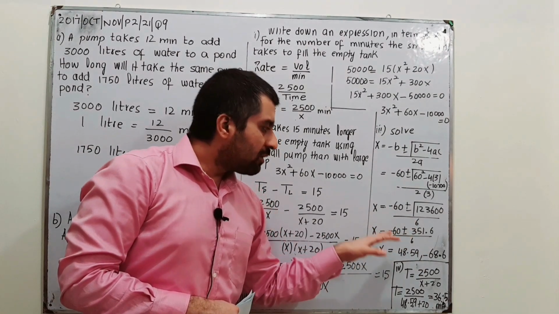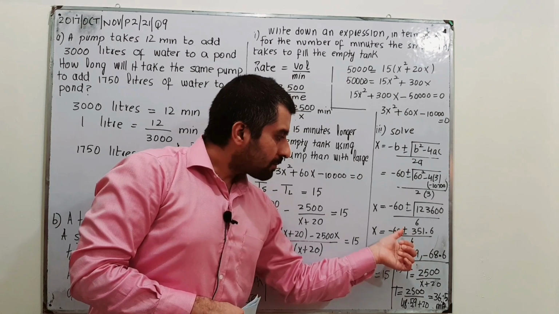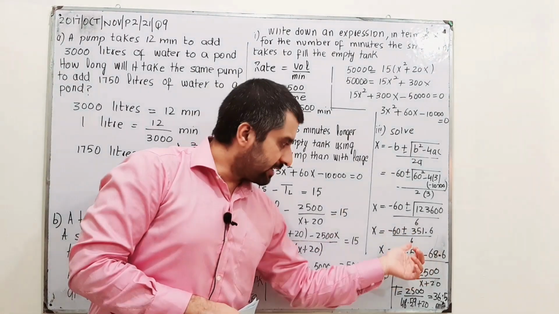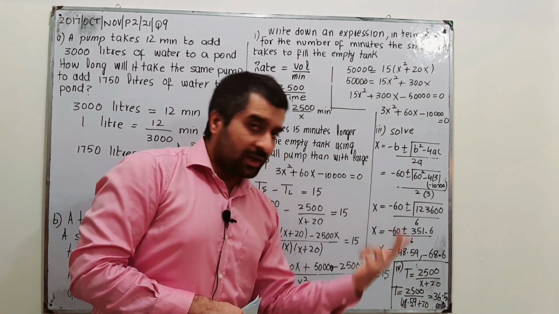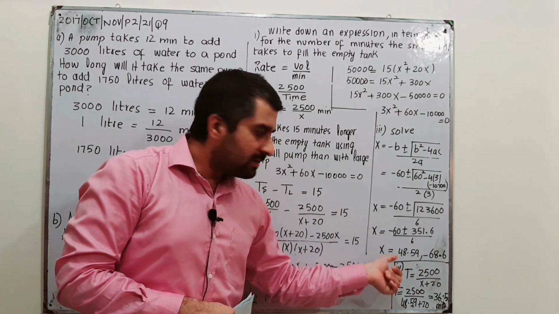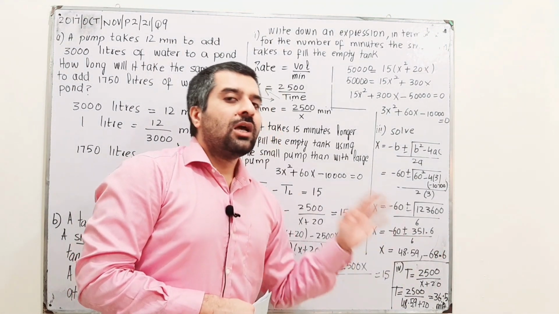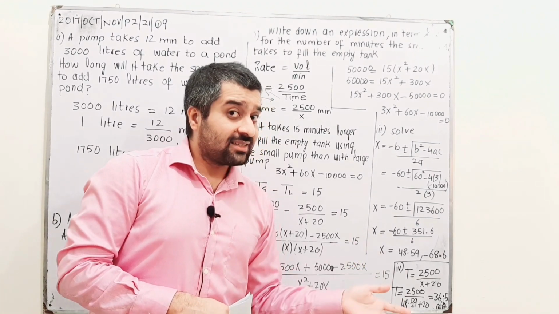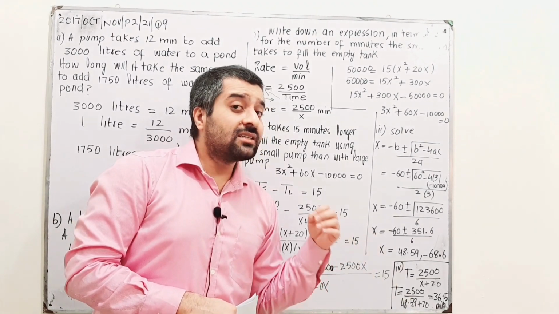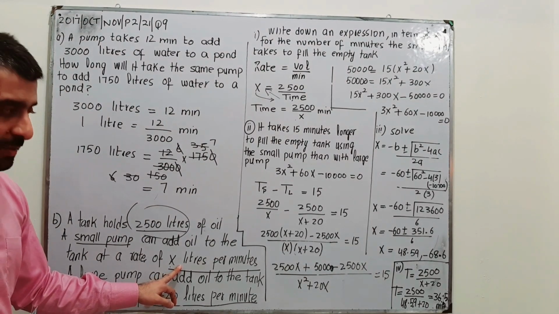Now you can do it first by adding 351.6, and then subtracting it, once with the plus sign, once with the minus sign, and you will get two answers. One is 48.59, second is minus 68.6. Ignore the negative one. The positive one, what is it? This is x, and x is what? x is the rate, in liters per minute, for the small pump.